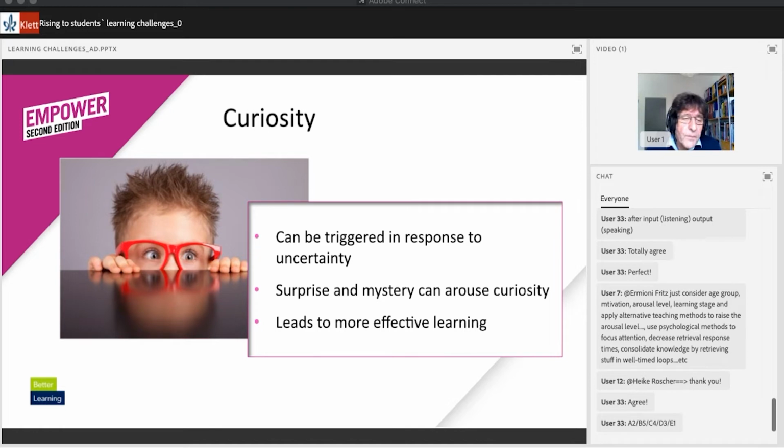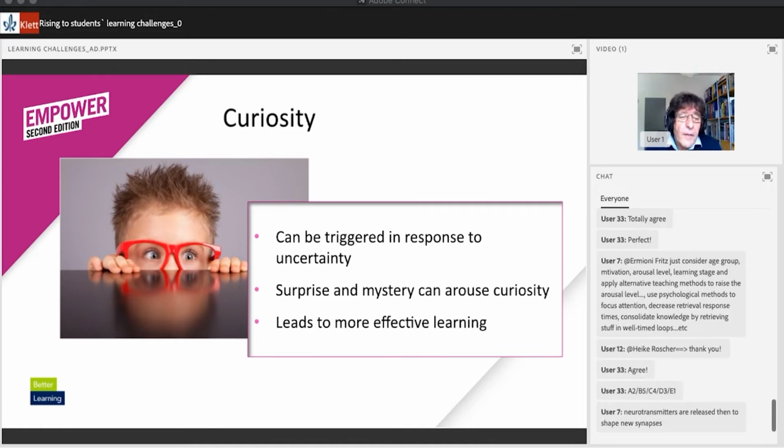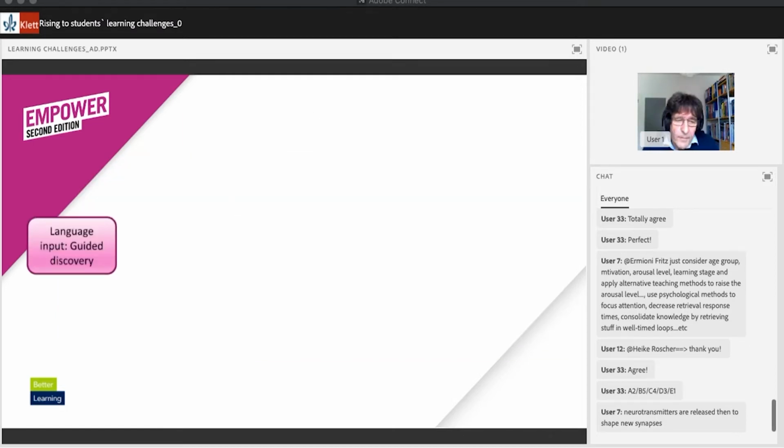It can be triggered in response to uncertainty, and surprise and mystery can arouse curiosity. So, for example, narrative, texts which are interesting, and so on. And it leads generally to more effective learning. And so it's an important element in the lesson.